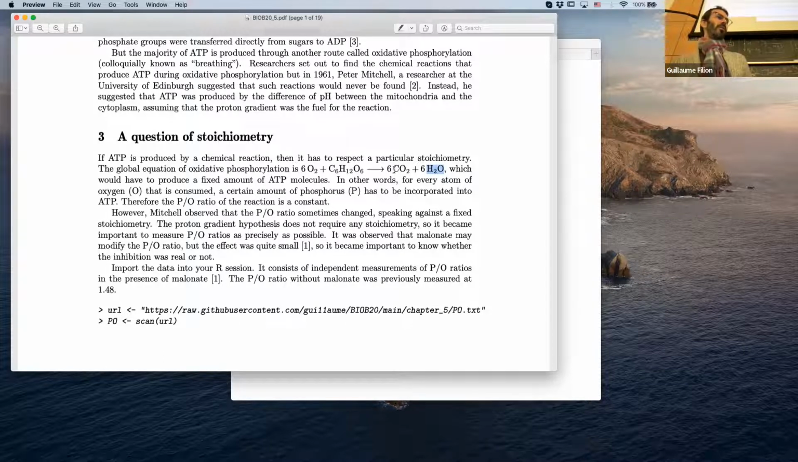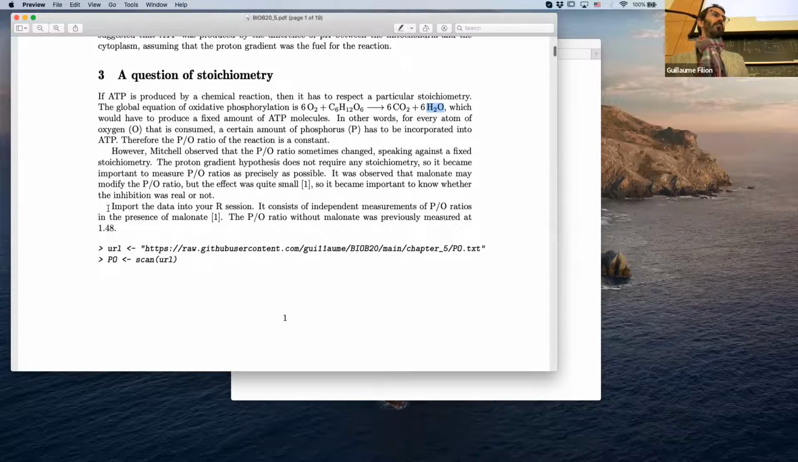In other words, for every atom of oxygen, O, that is consumed, a certain amount of phosphorus, P, has to be incorporated into ATP. Therefore, the P to O ratio, this is the way they came to write this in the field, of the reaction is constant. However, Mitchell observed that the P to O ratio sometimes changed, speaking against a fixed stoichiometry. So it really all boils down to that.